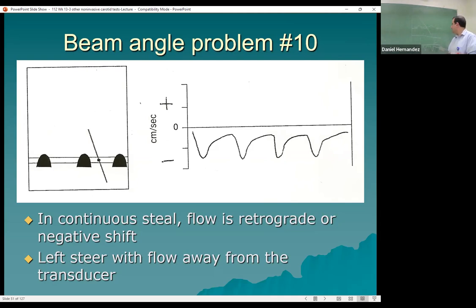So with a left steer, our steal would look like it was in that direction. A right steer would be the other way. So you just have to be aware when you're taking your boards and your tests, which direction are they steering? Is it a positive shift? Is it a negative shift? Is it antegrade or retrograde? So just being able to look at your angle, know the normal flow direction, and then determine if it's a positive or negative shift. They'll have to tell you if there's a steal syndrome going on, if it's retrograde flow. So you'll get little clues in your questions.